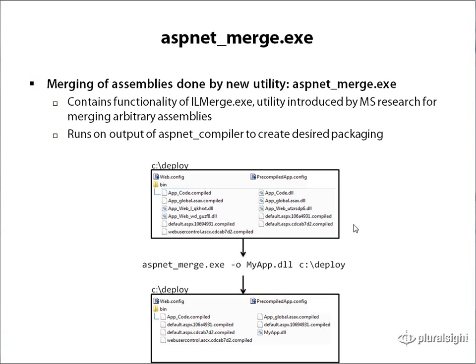One of the major features of the web deployment projects was the ability to consolidate all of your assemblies into a single assembly for deployment. It's kind of interesting to look at the technology behind this. It's actually based on a utility called ilmerge, which came out of MS Research. You can download ilmerge if you want to go look for it. It's on the MS Research website.